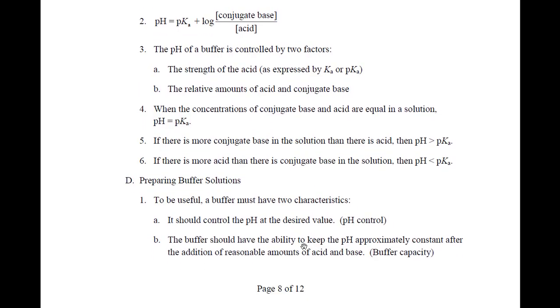So, preparing buffer solutions. I already explained that the buffer should control the pH at the desired value, and I explained how to do that. It should also have the ability to keep the pH approximately constant with the addition of reasonable amounts of acid and base. This is very small. You can overwhelm a buffer, which is called buffer capacity. That's how much acid and base it can neutralize without changing pH. But it's very easy to overwhelm a buffer by adding too much acid or too much base, at which point, of course, the pH of the solution will change and we will adopt a new position of equilibrium.